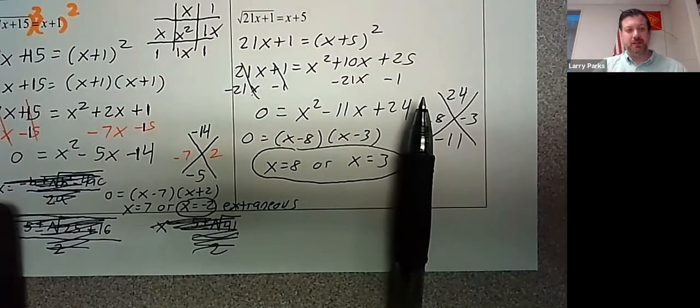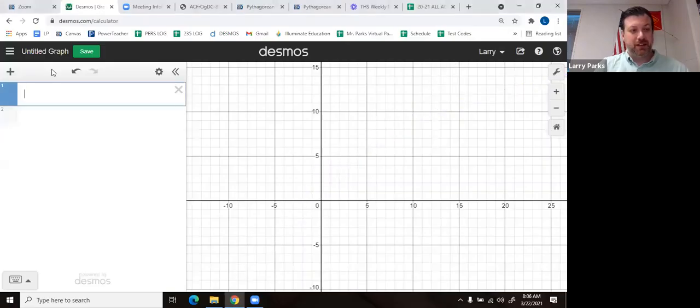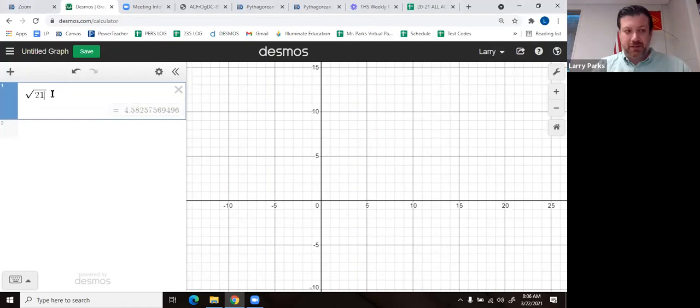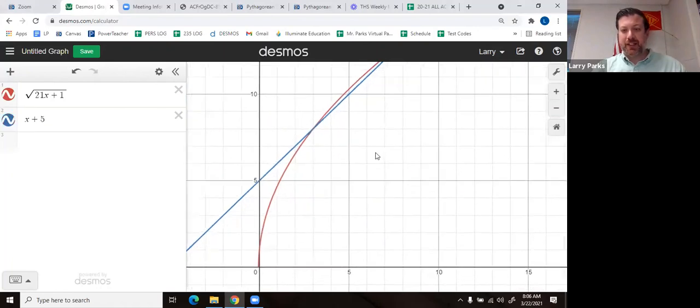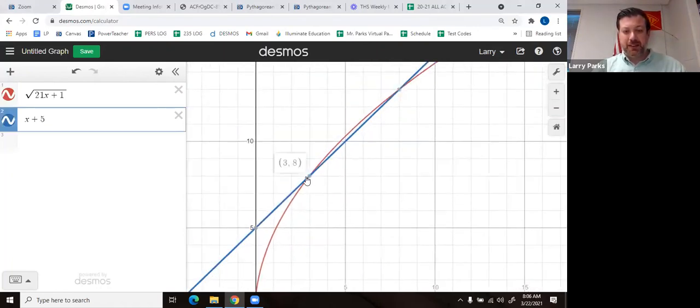Or go here, type in the left side, type in the right side, see where they intersect. They intersect twice. 1 is at 3, 1 is at 8. So if you have Desmos and you're trying to find the solutions, they're pretty easy with Desmos if you don't have to show work. But for the practice, I do ask that you show work.